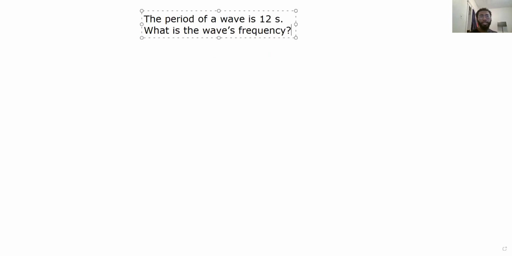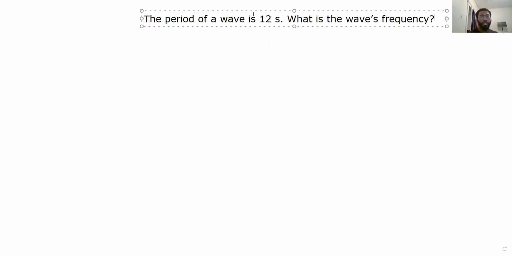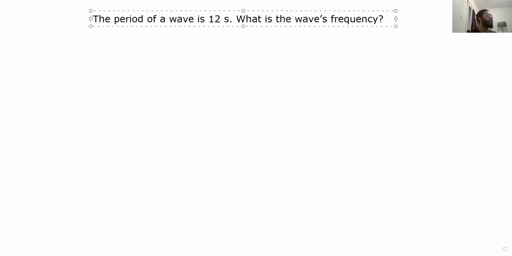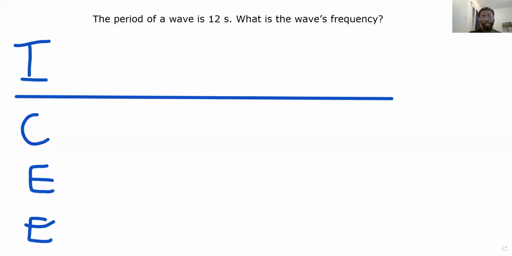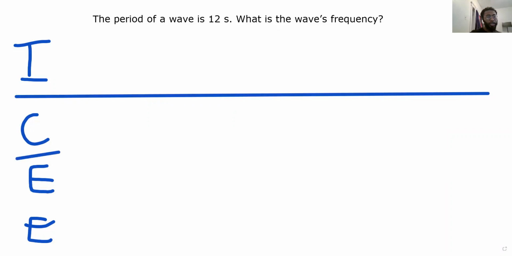All right, so our question right now is the period of a wave is 12 seconds, and we need to figure out what the wave frequency is. For starters, we're going to write out our ICE method: identify, categorize, equate, and evaluate. That's the method we use to solve our problems. Let's make some nice straight lines so we can separate each section.